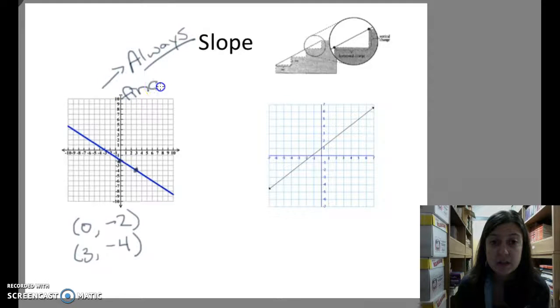find points that go perfectly through, or that are perfectly on grid lines.